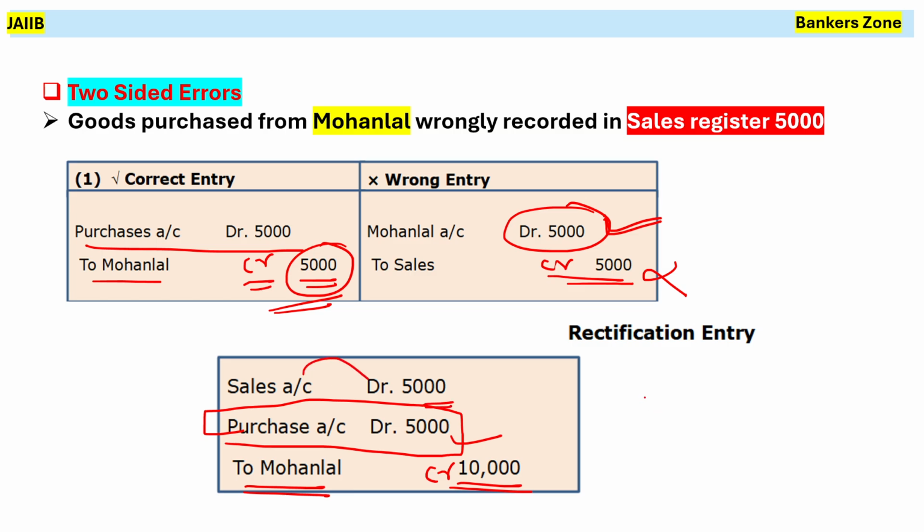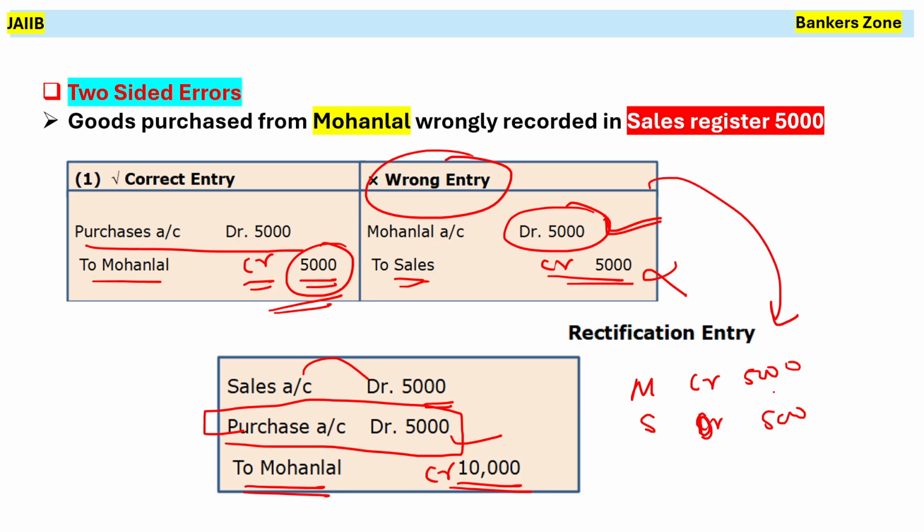Okay. In the same way, how to learn that? See, this is the wrong entry, right? Mohanlal's account they have debited, so Mohanlal's account must be credited by 5,000 to rectify it. The sales account was credited by 5,000, so it must be debited to rectify the entry, right?